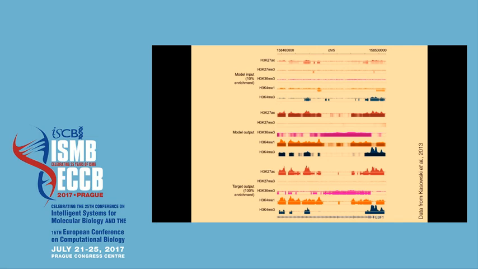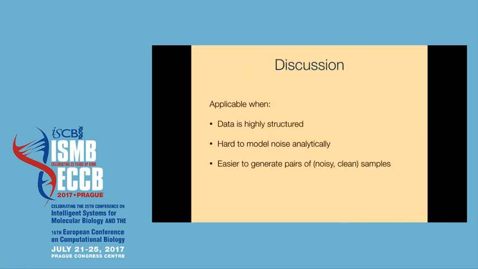Okay, so let me wrap up. We've presented an approach to denoising that relies on being able to generate matching pairs of noisy and clean data, and then learning the mapping between them. And we think that this is applicable not just to histone ChIP-seq, but also to situations in which these criteria are fulfilled: where you have a lot of structure in your data, where it might be hard to model the noise analytically, which is true in almost all biological applications, but it's comparatively easy to generate pairs of noisy and clean data. It might take a lot of money at first, but once you have that model, then you can apply it as much as you want.